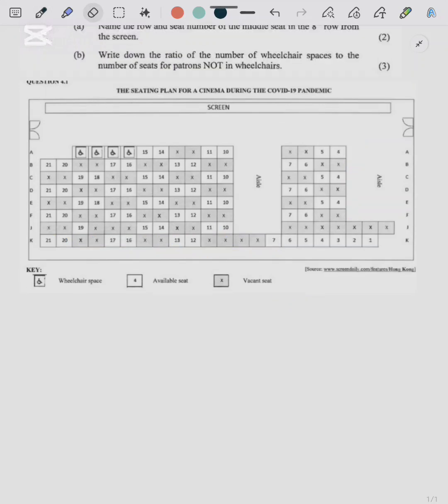Next one says, write down the ratio of the number of wheelchair spaces to the number of seats for patrons who are not in wheelchair. Okay, well, if we look at our little key, our wheelchair spaces are the ones with the little wheelchair in them, and we can see there is 1, 2, 3, 4. So we already know that that's going to be the first part of our ratio. And then the number of non-wheelchair seats, you can go and count them for yourself, but you would get to 130. So 130 seats.